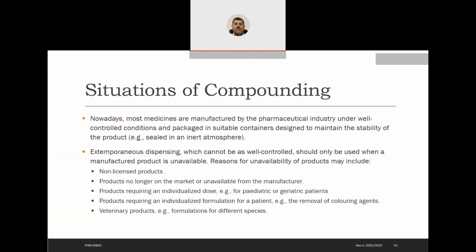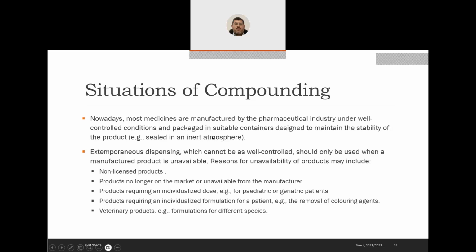Okay, so as we know, largely the pharmacy will depend on those products manufactured by the pharmaceutical industry, and it's not usually preferred to rely heavily on compounding in the pharmacy, but in certain conditions we may need to do compounding. Okay, so nowadays most medicines are manufactured by the pharmaceutical industry under well-controlled conditions and packaged in suitable containers designed to maintain the stability of the product. They may even be, for example, sealed in an inert atmosphere like carbon dioxide or nitrogen to prevent oxidation in some cases.